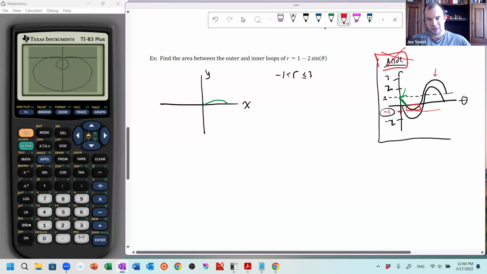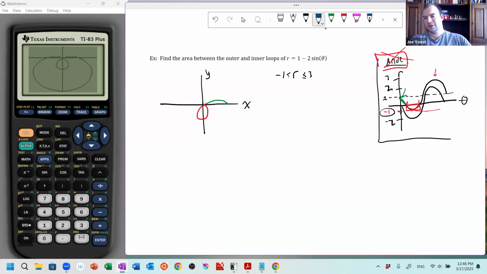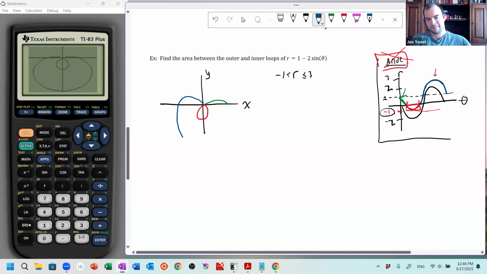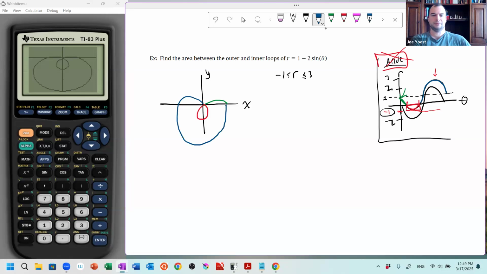And then, maybe I'll switch to red, I have this regime where r is negative for a little bit. And then I have this bit here where r comes back positive again. So r is positive in the green area and the blue area, and negative in the red area.